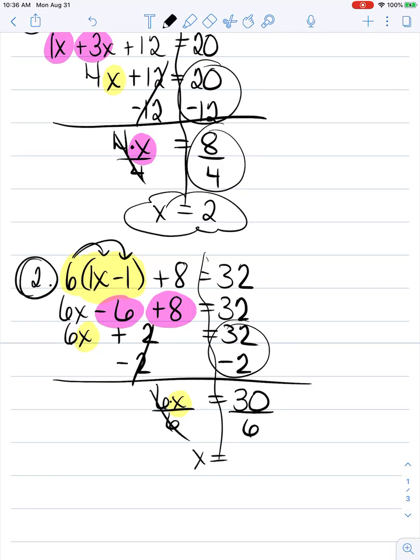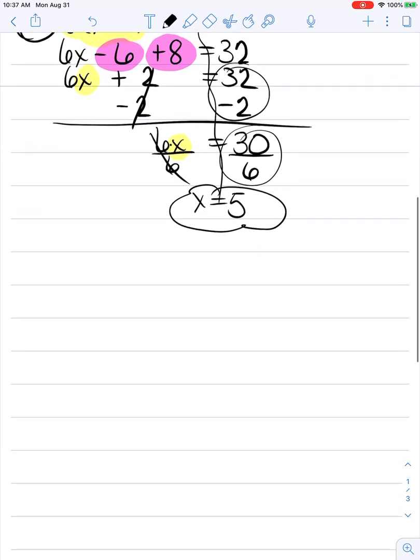So x equals 30 divided by 6, which is 5. So 5 makes this equation true, or it's the solution to this equation.